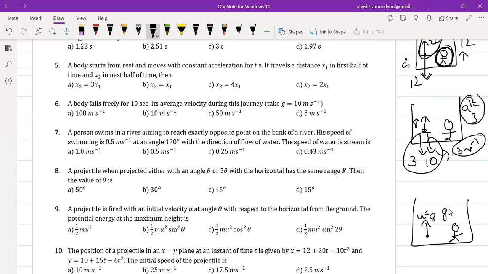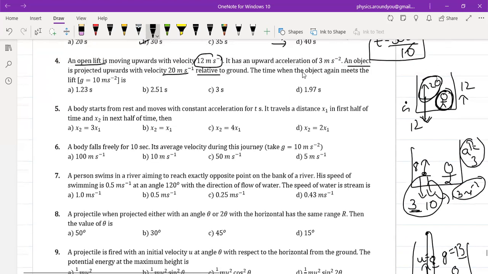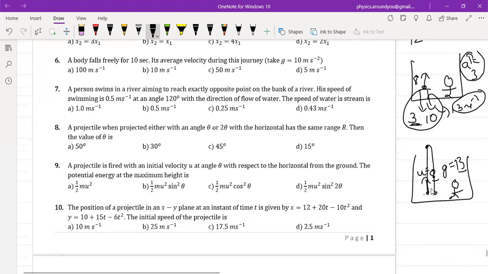And what is the effective g value? The effective g value is 13, because 10 is by nature and 3 is due to my motion. So the effective value of g is 13. With u equal to 8 and g equal to 13, it goes up, stops, and comes back. Now they're asking what is the time at which the object again meets the lift. I just need to find the time taken by this object to go up and come back to me.